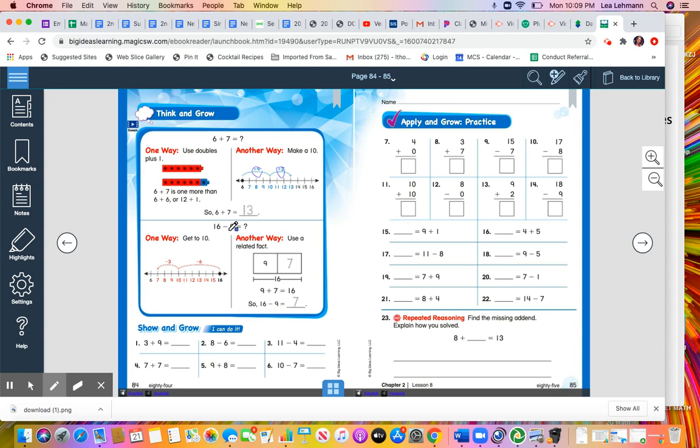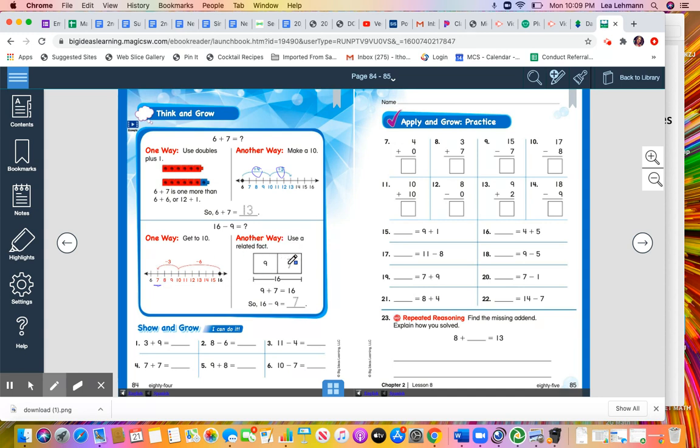This one is 16 minus 9 equals what? So here's one way. They started at 16, okay, number line. They went back to their best friend 10, but it wasn't 16 minus 6, right? 16 minus 9. So 16 minus 6, how many more to get 9? They need to take 3 more, and they end up on this 7. Okay, so that's one of their answers right there, 7.